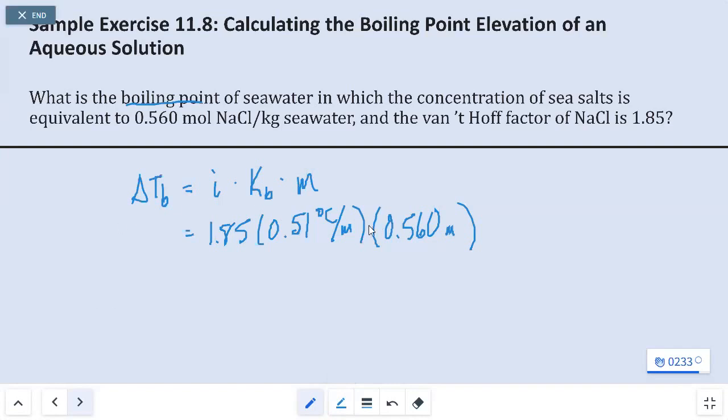Doing my calculations, molality cancels. All that is left is degrees Celsius. So my boiling point elevation, 1.85 times 0.51 times 0.56, to two significant figures is 0.53 degrees Celsius.